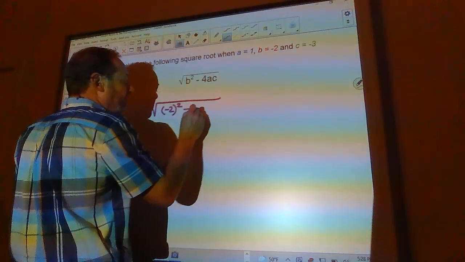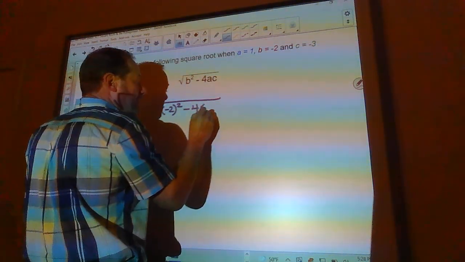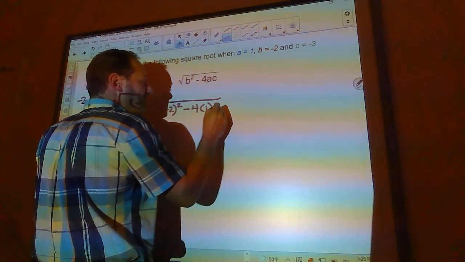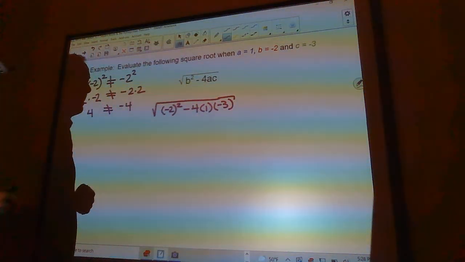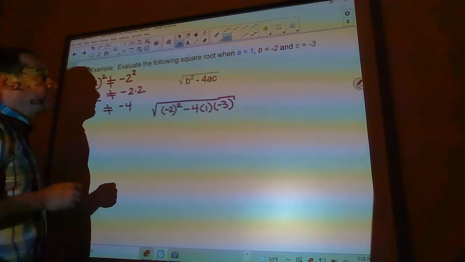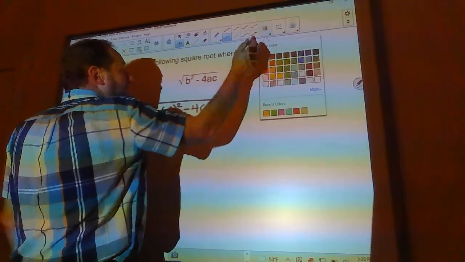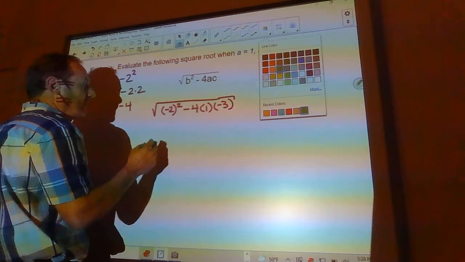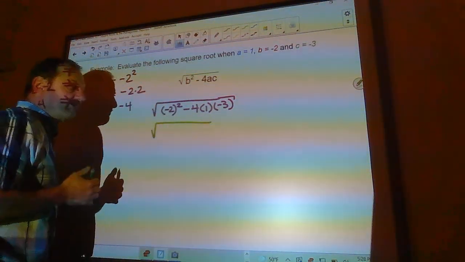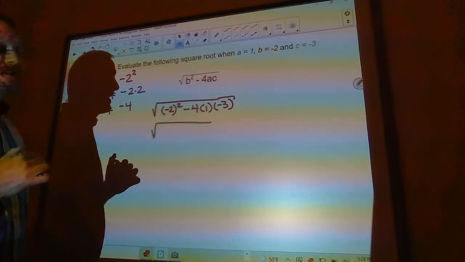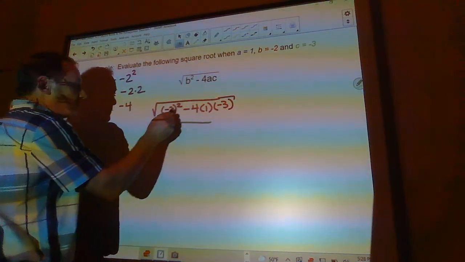Okay, minus 4. A is 1, and C is negative 3. Okay, so here's my equation, or here's my expression. So now I'm going to go ahead and solve this thing. Okay, so negative 2 squared, I do everything under the square root first, okay? Square root is a grouping symbol. So I do all this first.